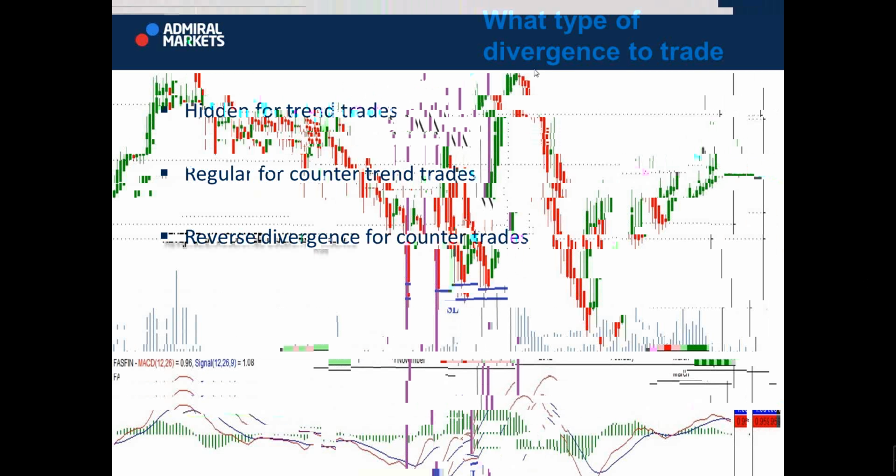So, what types, guys, of divergence to trade? Hidden for trend trades, regular for counter trend trades, and reverse divergence for counter trend trades. Okay? Remember this. There is no exception to this rule. Hidden for trend trades, regular for counter trend trades, reverse for counter trend trades.